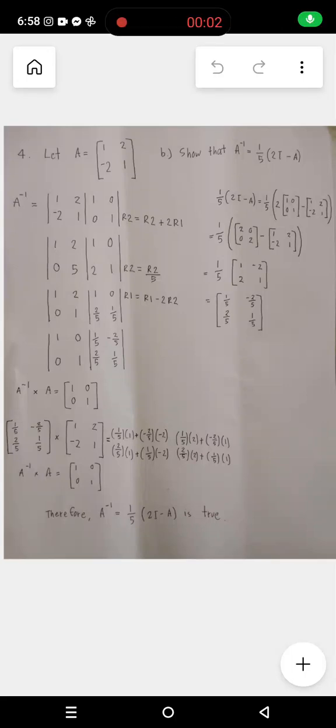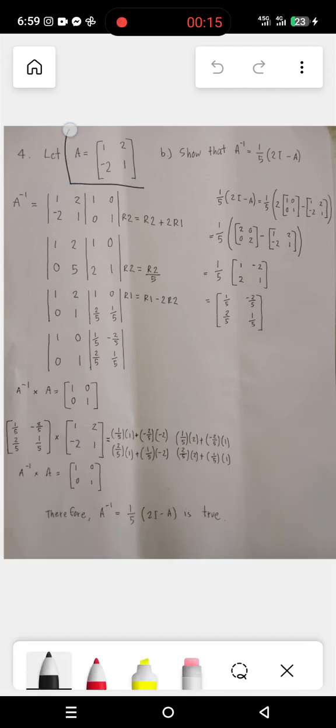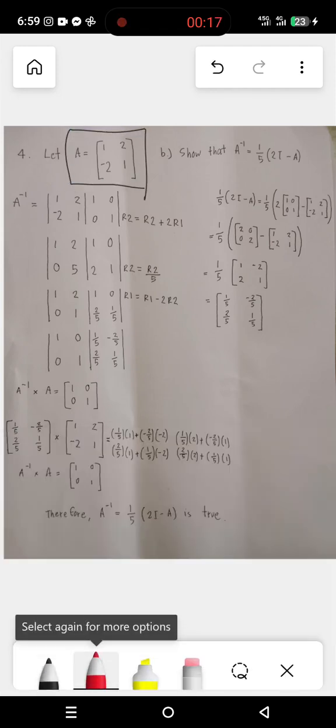So for this problem, we have here a matrix A equal to 1, negative 2, 2, and 1. So this is our matrix A. And our problem is this one. We're going to show that the inverse of A is equal to 1/5 multiplied to 2 times the identity matrix minus A, which is our matrix A.